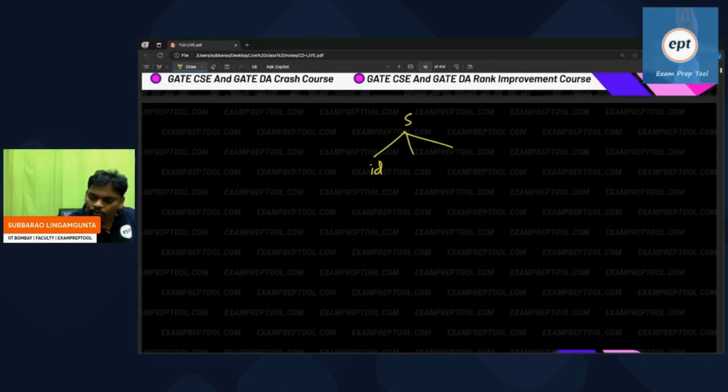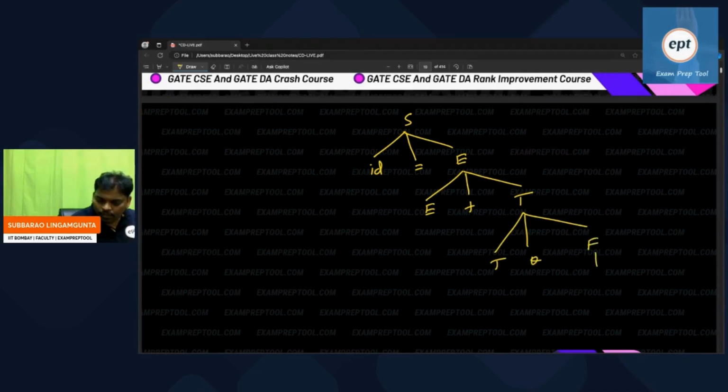S goes to ID equal to E. Same tree I am taking. E goes to E plus T. T goes to T star F. F goes to integer constant, which is 60. T goes to F, F goes to ID. E goes to T, T goes to F, F goes to ID. This is ID2. This is ID1.